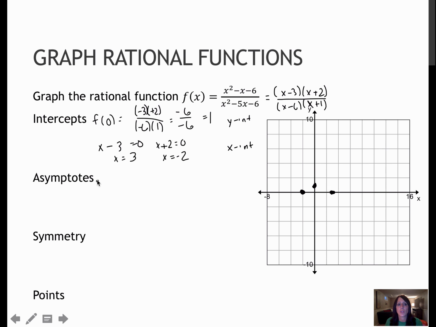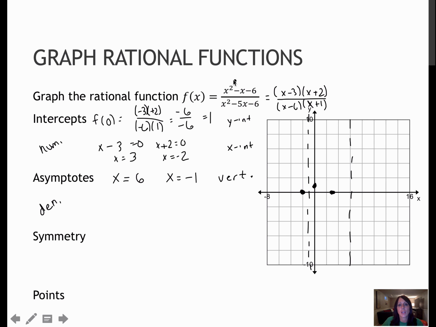Now I'm going to look at my asymptotes. So intercepts, I'm looking at the numerator. Asymptotes, I'm looking, of course, at the denominator. I've already determined that nothing's going to cancel, so there's not going to be any holes in the graph. It's just going to be asymptotes. And there should be a vertical asymptote at x equals 6 and at x equals negative 1. So at x equals 6, which is here, and at x equals negative 1, which is here. So that's my vertical.